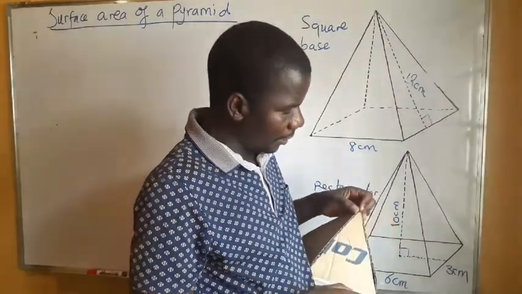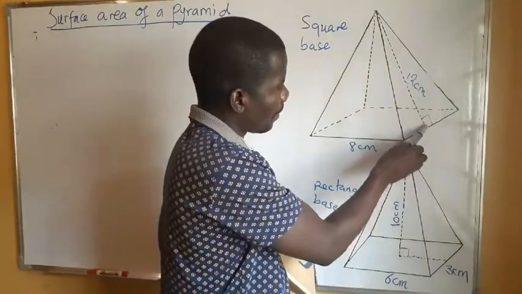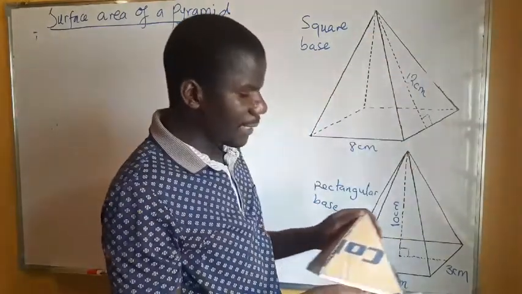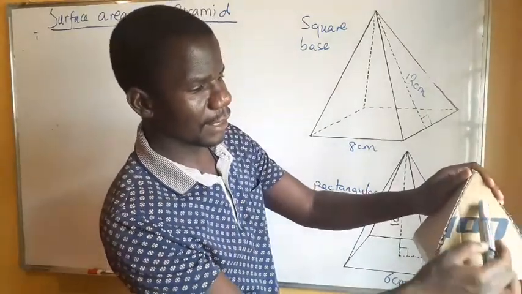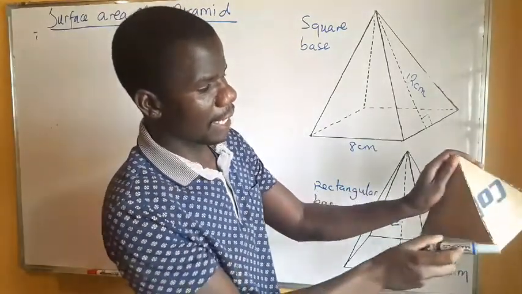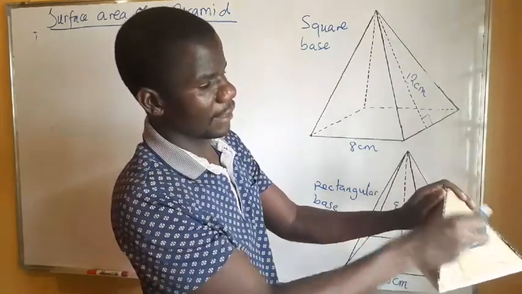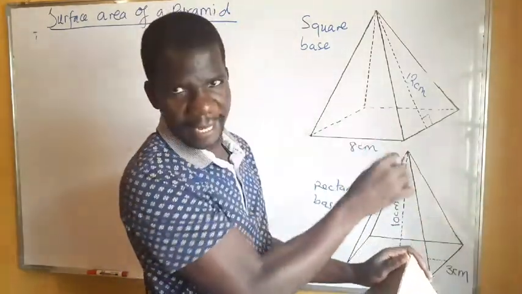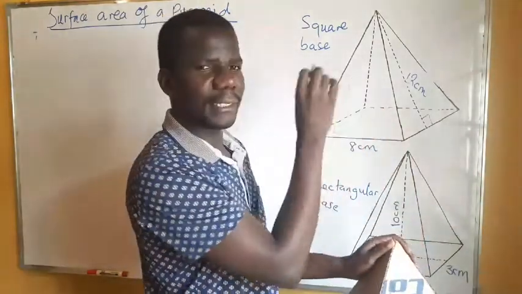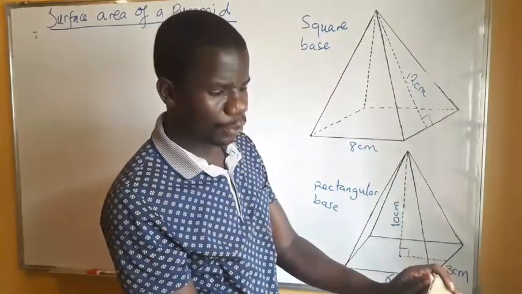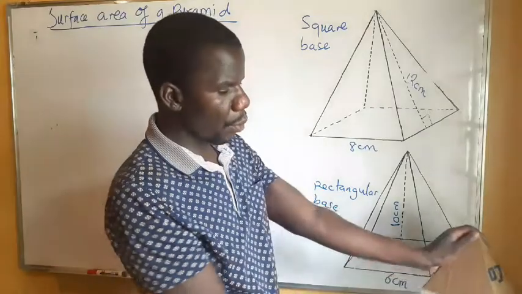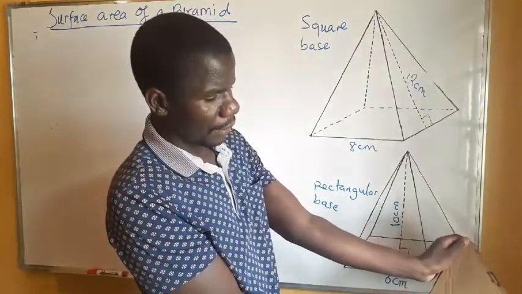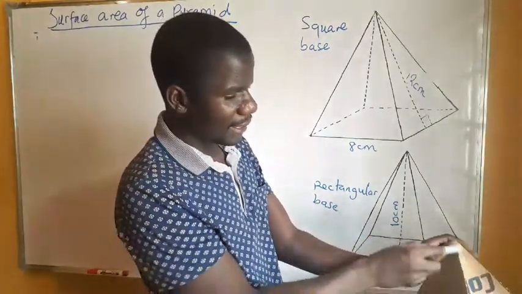It is this edge. But then the 12, it is the slant height, which is the middle part of this. That is where our 12 is. And then we have the edge here. So when we talk about the slant height, we are referring to this height from this point up to the top, or even this side.